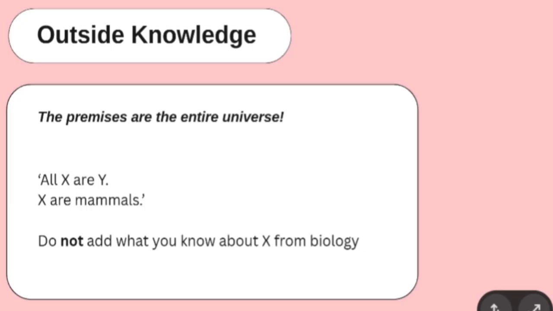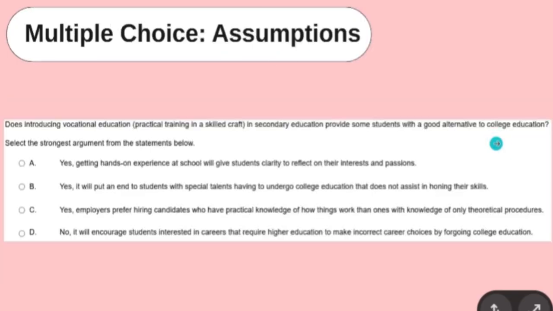So if the premise says all cats can fly, then for the purpose of that question and for the purpose of UCAT, congratulations, cats can now fly. The UCAT isn't testing whether you know cats can fly. It's testing whether you can reason from the information provided. And hopefully you guys do know that, but this is just another reminder of that. So, for example, here, all X or Y, X are mammals. Do not add what you know about mammals to the statements given to you. You might know more, but that's not what they're testing you on. So if it's not in the premises given to you, it just doesn't exist for the time being. That's the main thing we'll take away from this.